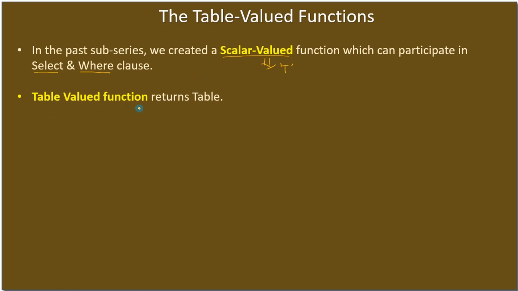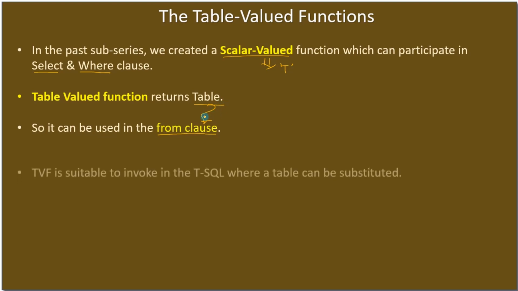Table valued function returns a table. That means rows and columns of data. So it can be used in from clause, because from clause expects a table. So table can be supplied to this from clause. That means you can use the function in the from clause of the query.